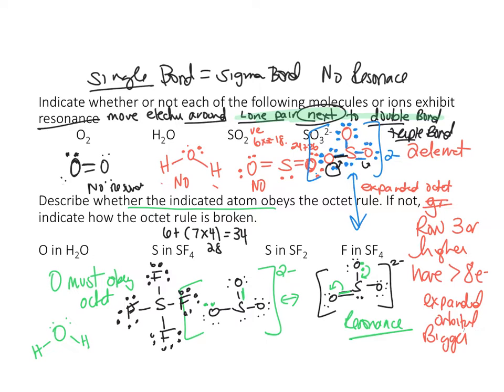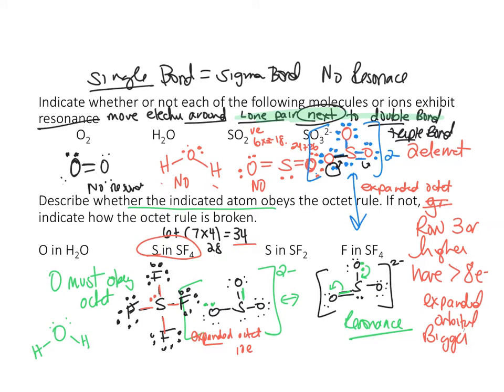We have 8 times 4 is 32, and then the extra ones here will have to go on sulfur. So that is expanded octet for sulfur. Sulfur has 1, 2, 3, 4, 5, 6, 7, 8, 9, 10 electrons. So sulfur does not obey, and it is expanded octet.